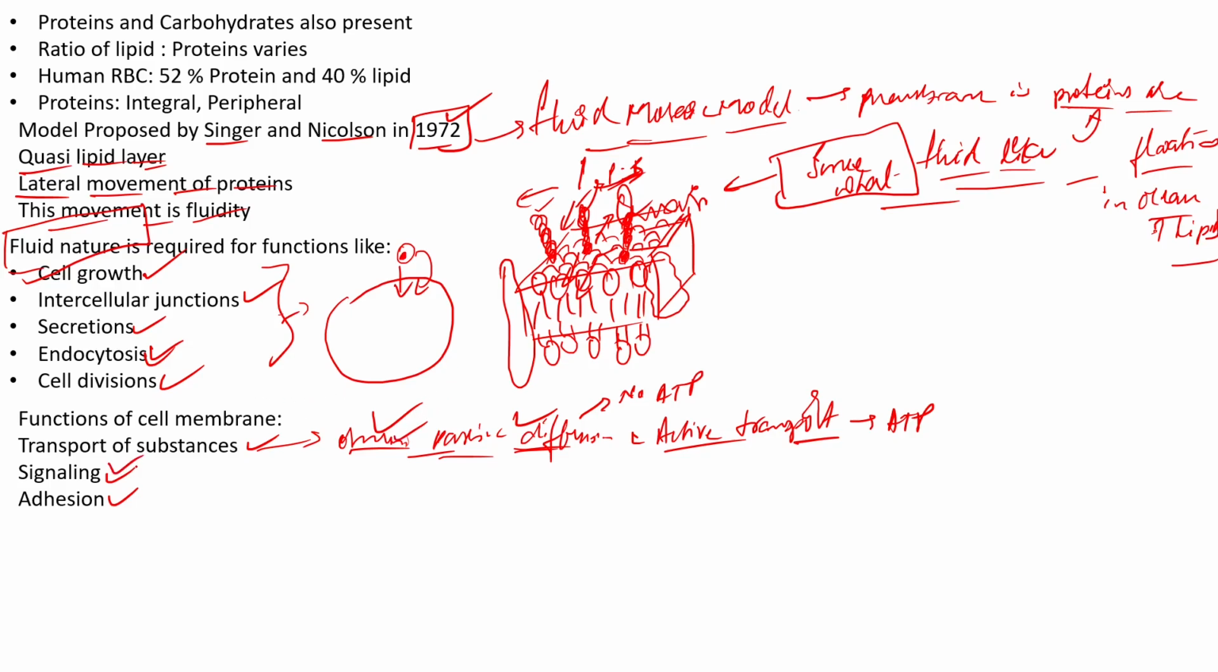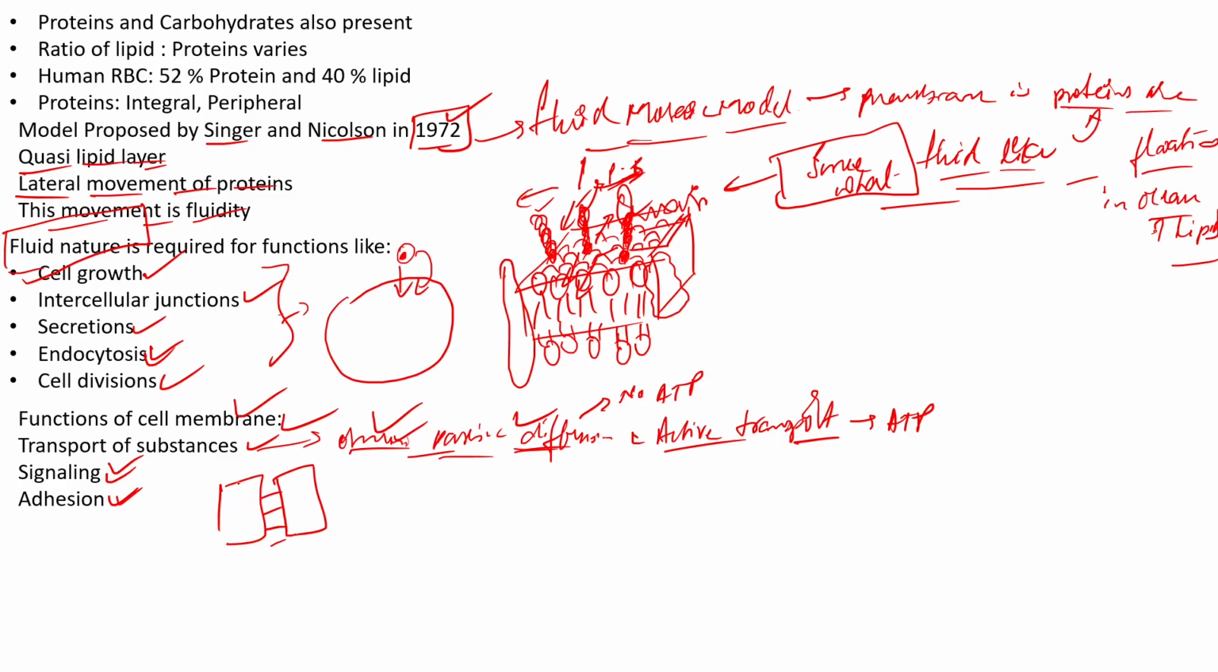Now signaling, we will study hormone signaling mechanisms in chemical coordination. For signaling, extracellular receptors are present on the cell membrane only, hence the cell membrane plays an important role in the signaling process. Next is adhesion. Attachment of one cell with another cell is mainly due to the cell membrane, because the cell membrane contains important proteins that are involved in what?